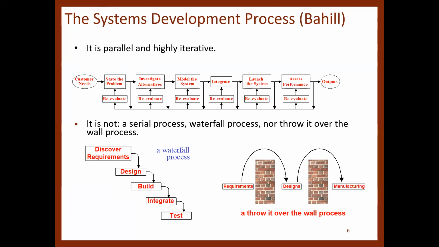So what this is trying to illustrate is that it is a parallel and highly iterative process, meaning that you have the reevaluation part happening simultaneously as the process is moving forward. So you learn, you apply, and then you revise, and then you move forward, again, learn, apply, revise, and move forward. So it is not a serial process.